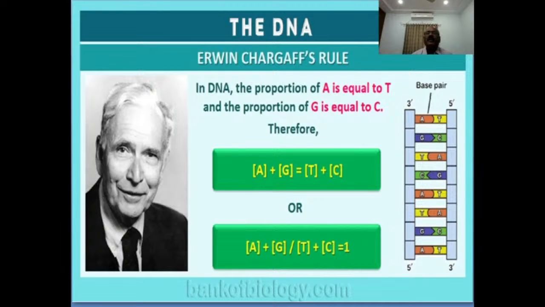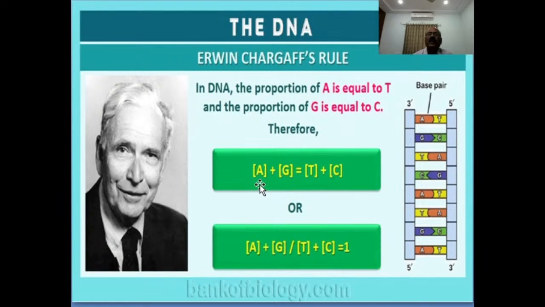Erwin Chargaff proposed one rule in DNA. In DNA, the proportion of adenine is equal to thymine and the proportion of guanine is equal to cytosine. That means adenine is always complementary with thymine. Guanine is complementary with cytosine. So the number of adenines is equal to the number of thymines. The number of guanines is equal to the number of cytosines.